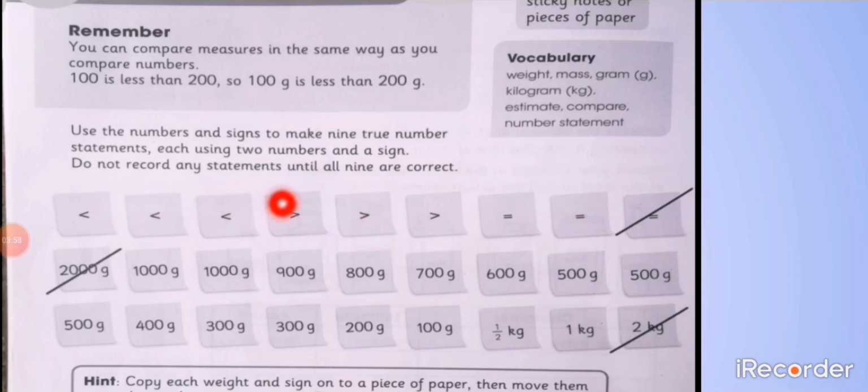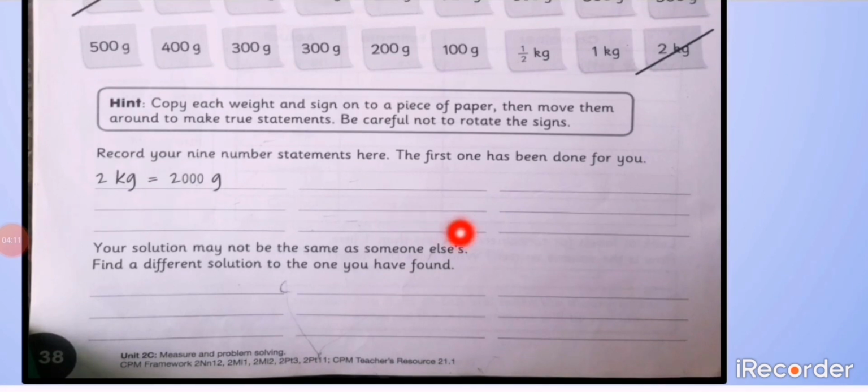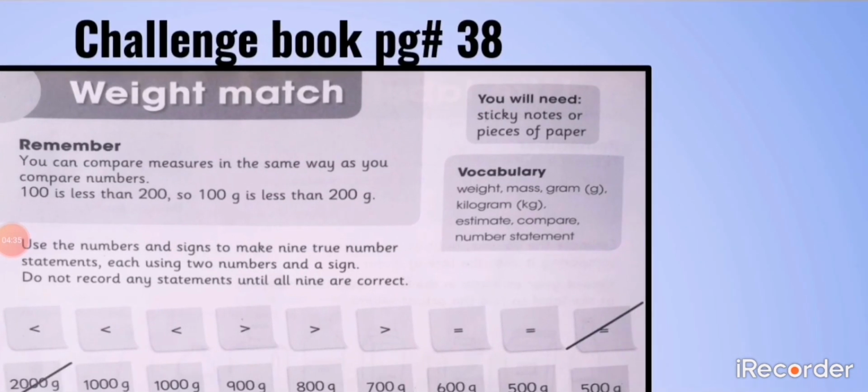Do not record any statement until all 9 are correct. So we will find the correct number statements here by using the signs and we will record them here. And after that we will do the second question. Your solution may not be the same as someone else. Find a different solution to the one you have found. In that part we will find different number statements from the above part. So get ready.